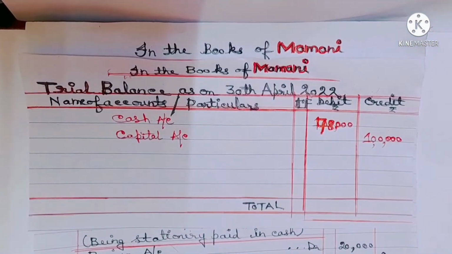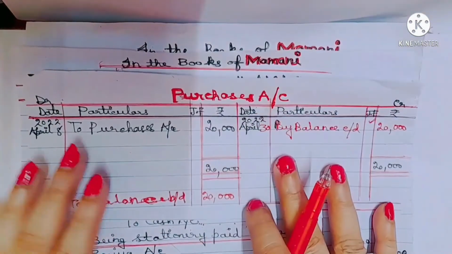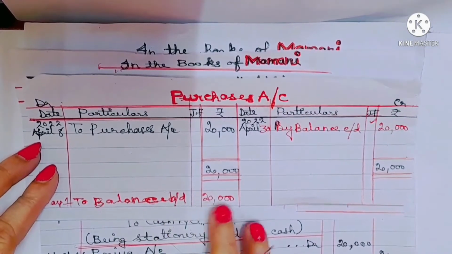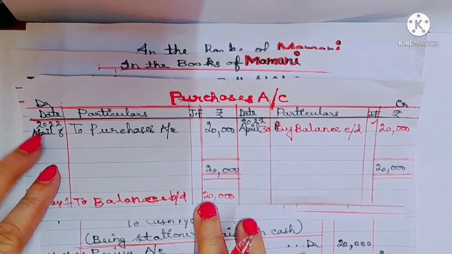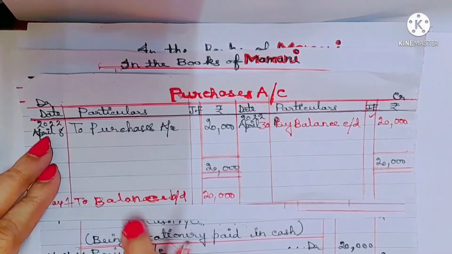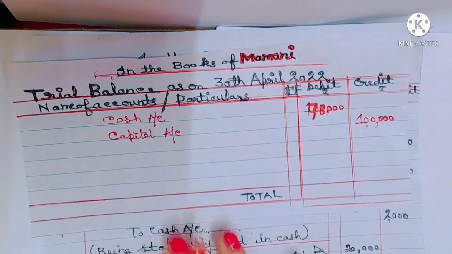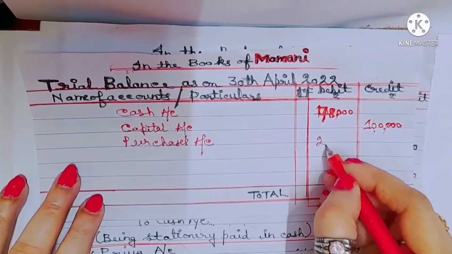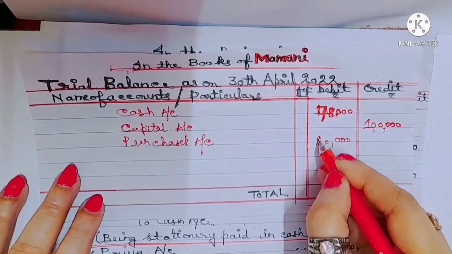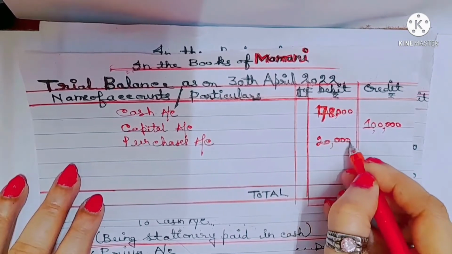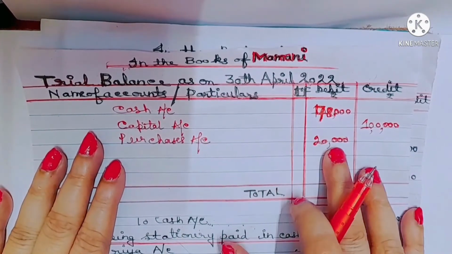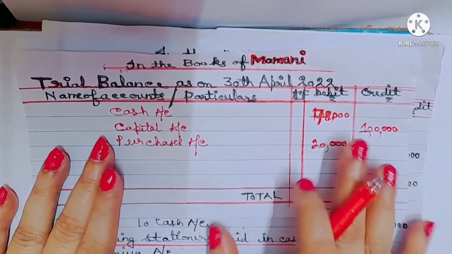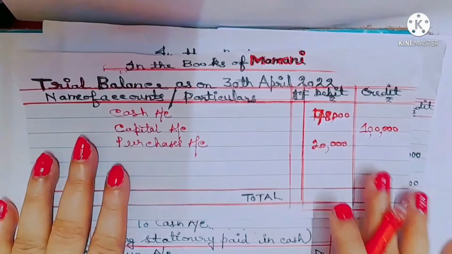Now let's do the next account. What is the next account? The next account is purchases account. Is purchases account a debit balance or credit balance? Purchases account is a debit balance since to balance BD is written beneath the debit side total 20,000. Let's do it. Purchases account 20,000. Since purchases account is a debit balance, we have written the amount in debit column. Understood? Clear? Let's do the next account.